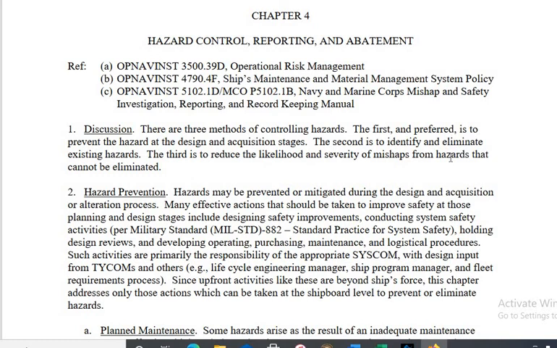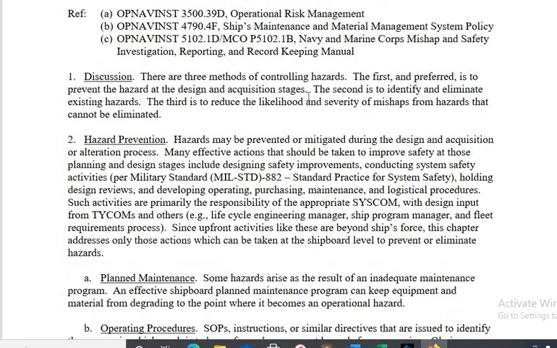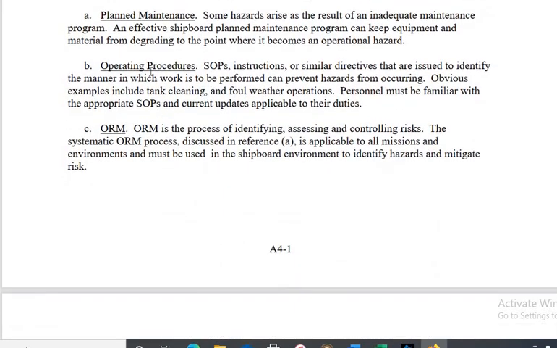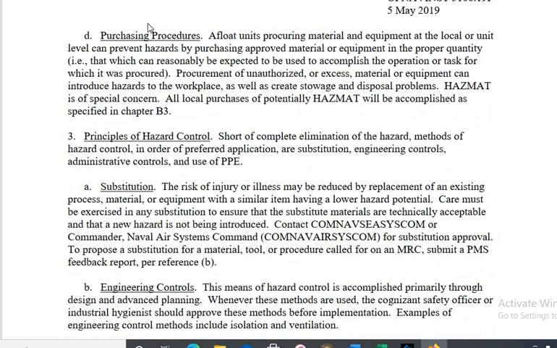So first one is don't make something broken. Second one, identify and eliminate hazards that already exist. And the third one is how can we minimize risk? Yep, hazard prevention stuff. Nothing really big there. Types of maintenance, that goes over just planned maintenance, operating procedures, ORM. Important stuff to know. Purchasing procedures. Didn't really see anything that I could see as test questions over here.